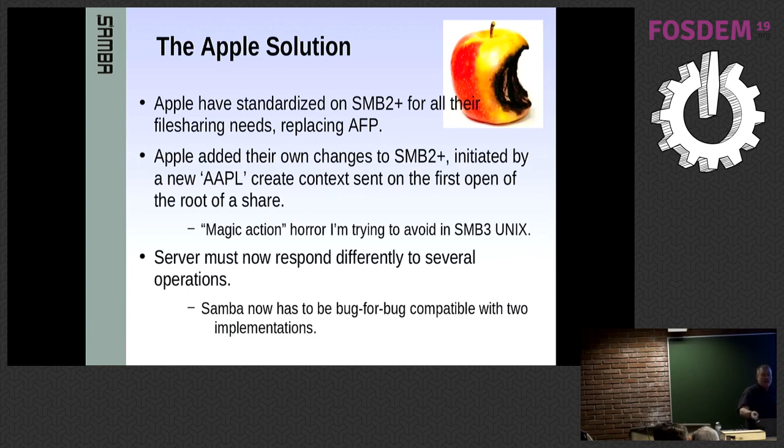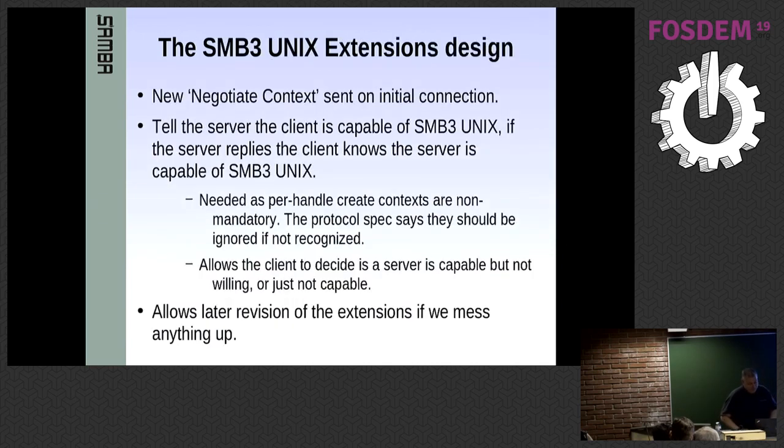So, this magic action means the server must now respond differently to various different operations. And the effect of this is that poor Ralph from Cernet, who was the original AFP maintainer for the FP server on Linux, who now maintains the Apple compatibility with Samba. Samba used to claim we were bug for bug compatible with Windows. Now we have to claim we're bug for bug compatible with Windows and Apple. So he has to duplicate the same bugs that the Mac server has in order to make the Mac clients run. So this is a pain.